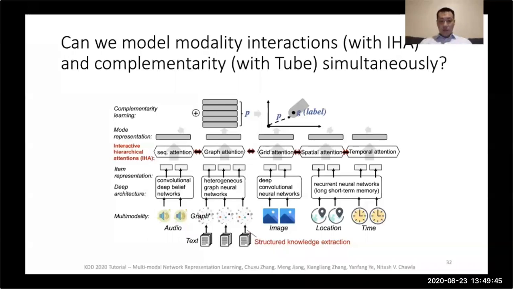Because both are important: the interactions among the modalities and the complementarity among the modalities is very important. So one idea is we can still use the IHA at the bottom. We have the multimodal encoders at the very bottom, and then go through the local attention and come to the interactive hierarchical attention. And then at the end of the framework, instead of just a classification on the intention, we can replace it with complementary learning, to learn the complementarity among the multimodalities.